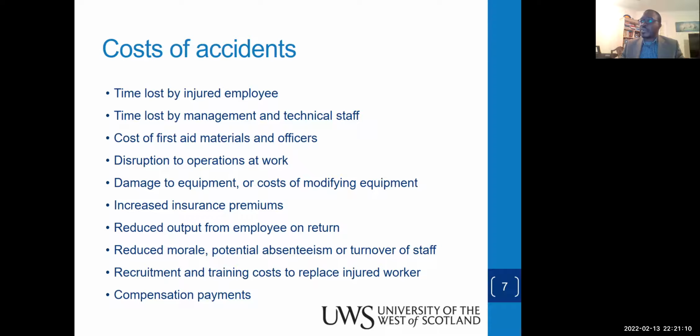Now we should also look at the cost of accidents. If accidents occur in the workplace, it comes at a cost. The time lost by those people who are injured. Sometimes they'll be at the hospital and off duty, but you have to pay them. What about the time lost by management and technical staff? If there is the IT guy who fixes our systems for us and he gets injured, off sick, as a result of doing his work, you lose some time there.